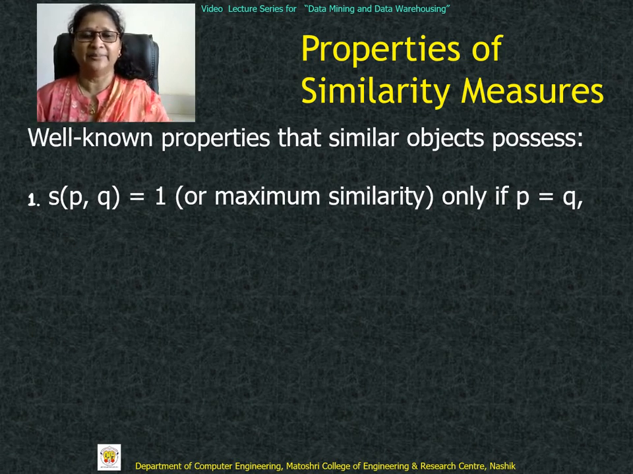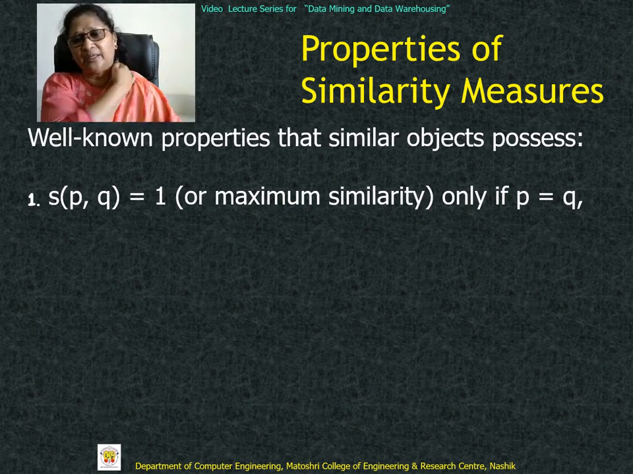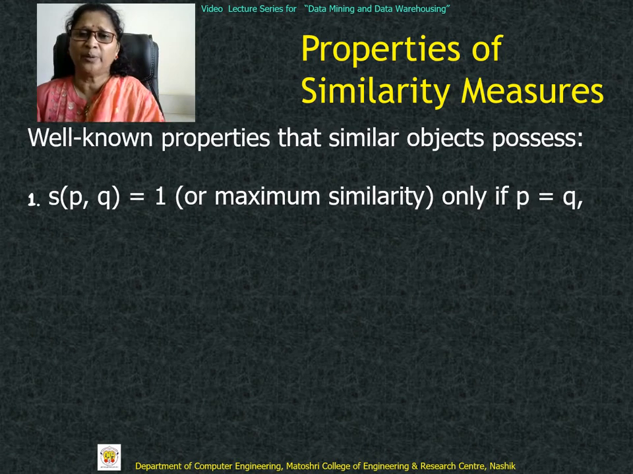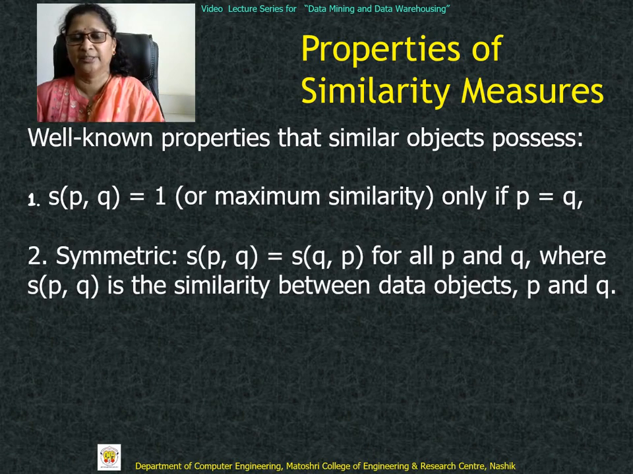Properties of similarity measures. These are very important and easy for you to understand. Well-known properties that similar objects possess. The first property is when similarity between any two objects is 1, it means that objects have maximum similarity, or in other words, we say that they are equal, nearly equal objects.